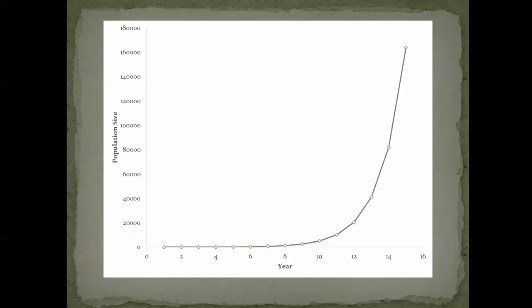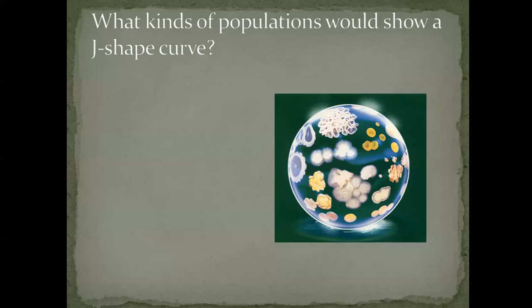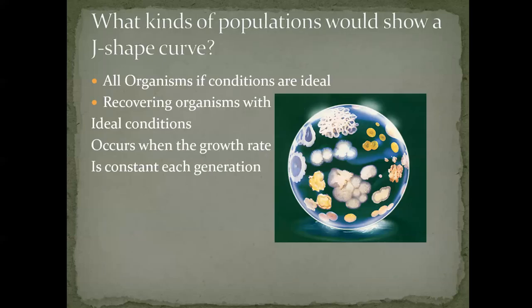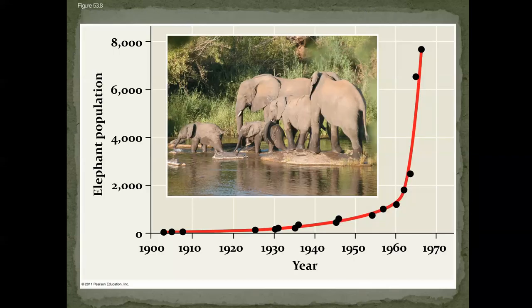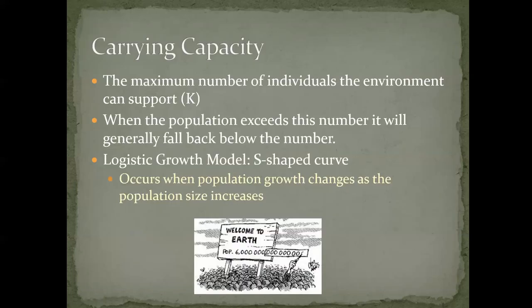You see this in real life when you look at organisms that have ideal conditions, or they're recovering from near extinction. So this is something we can see in real life: bacteria in a petri dish full of nutrients, or elephants recovering from near extinction if their habitat is still healthy. This is called a J-shaped curve. It shows exponential growth. Now, in real life, after a while, that's going to catch up to you.